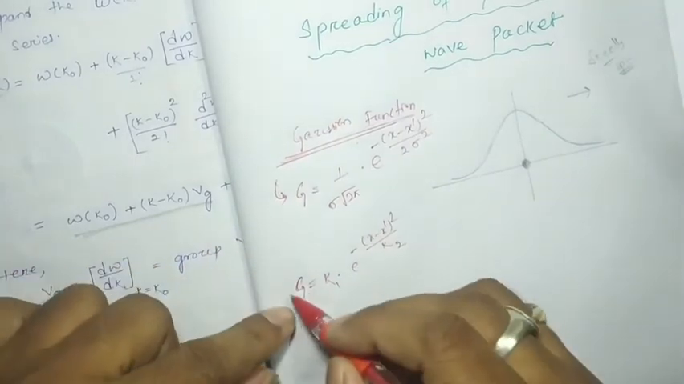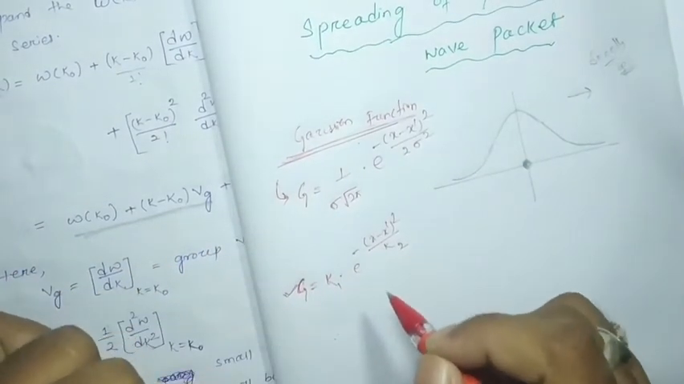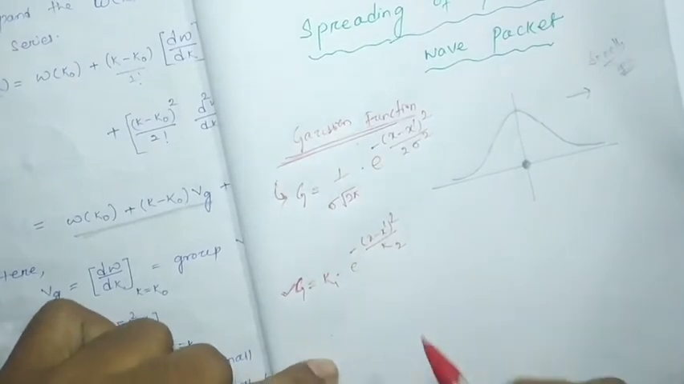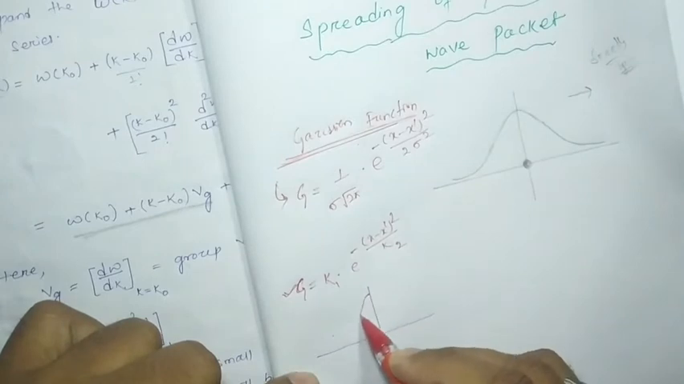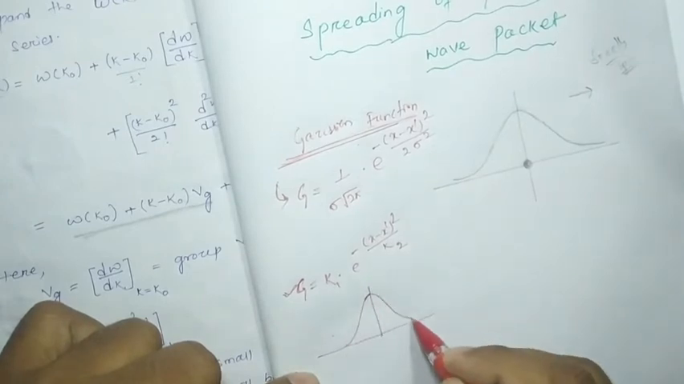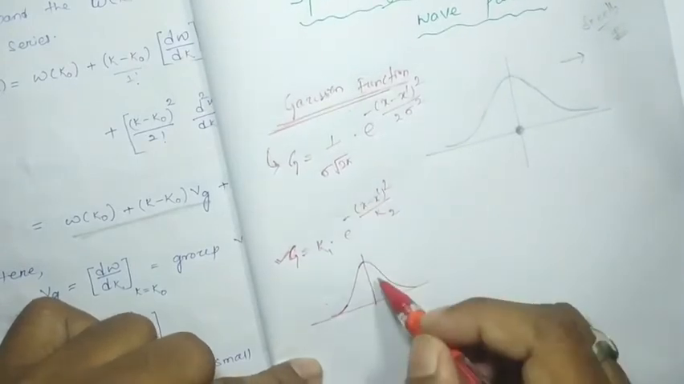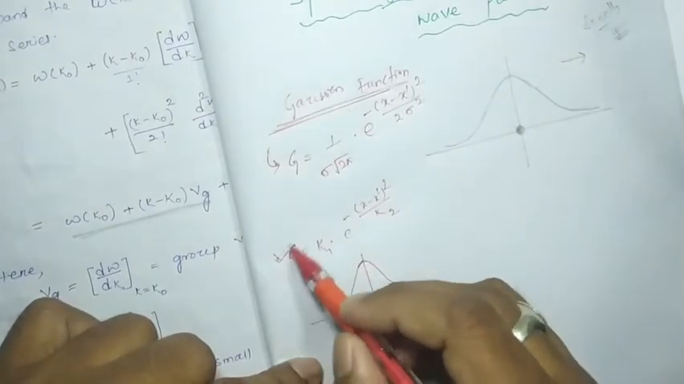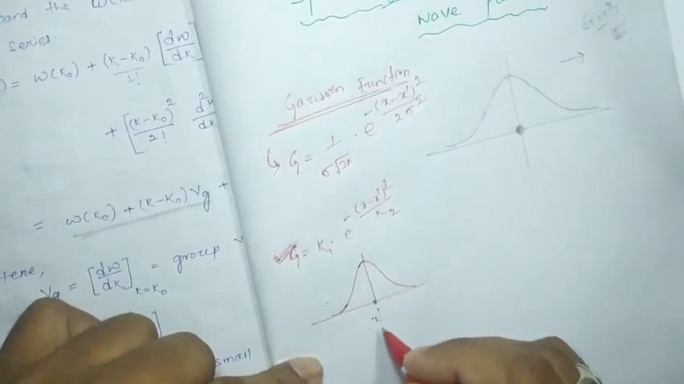If we draw this function, then we will find this type of graph, and here this point will be x dash.